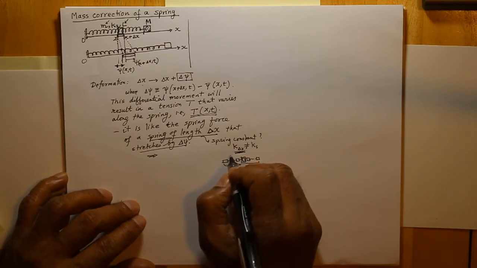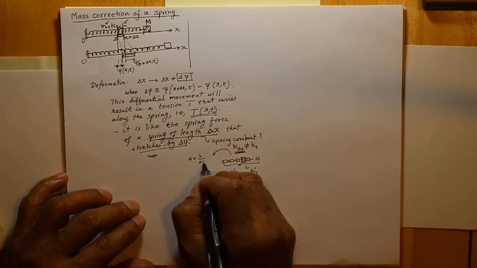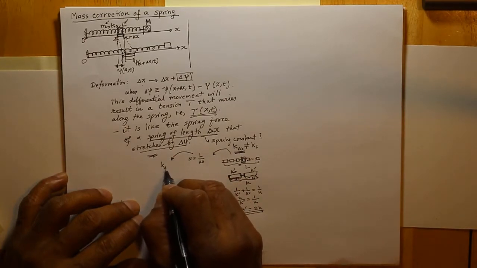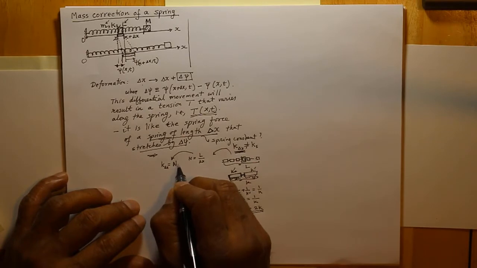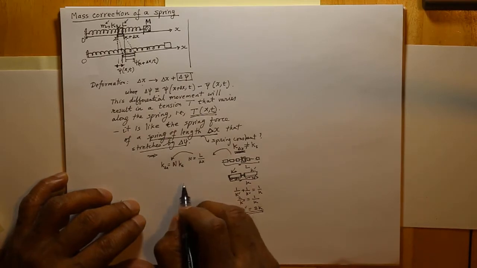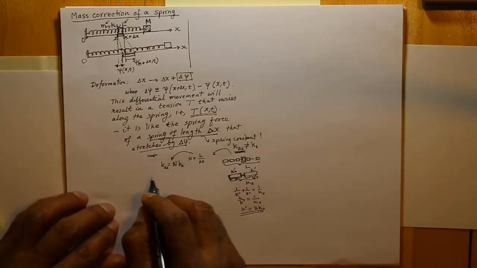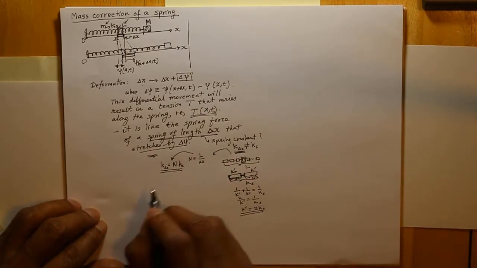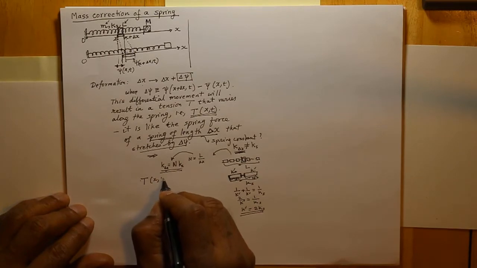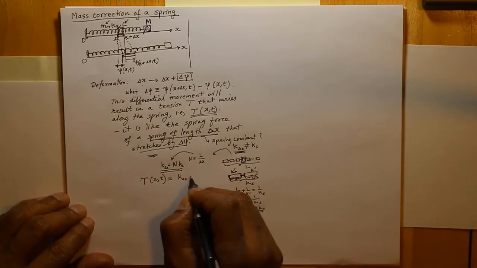Now with delta x, the number of pieces I will have is L over delta x. That means the spring constant k of delta x is actually n times k sub s, where k sub s is for the whole thing. So if this is the spring constant, then the tension T at x, at this arbitrary instant, should be equal to k of delta x times delta psi.